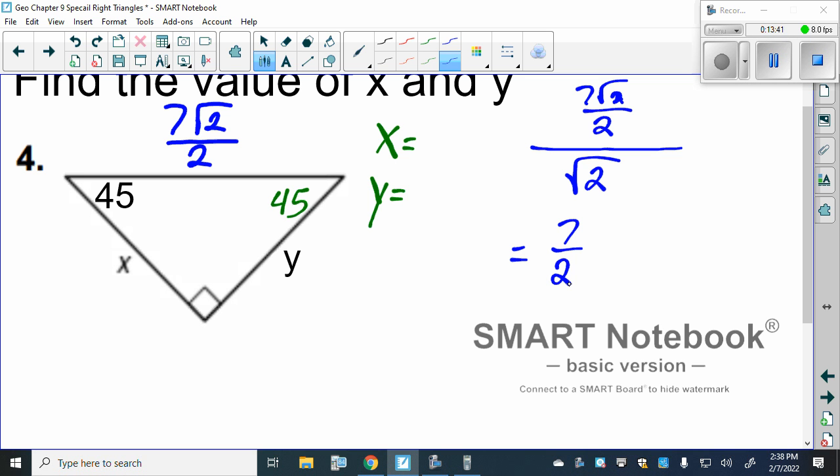So the value of x is 7 over 2 and y is 7 over 2, because the angles opposite our side lengths x and y are both 45, so those two would be the exact same. Any questions on this here?